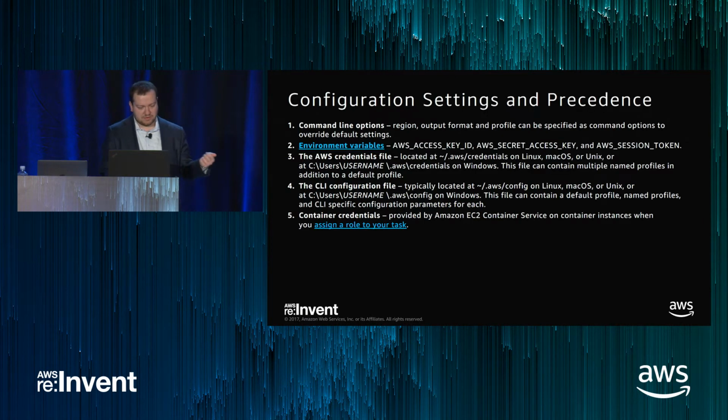And actually, we skipped over one here, but the last in line is your instance role. So the instance role is when your instance actually has a role, it gets automatic credentials through the security token service. And so those are last in line in terms of precedence.